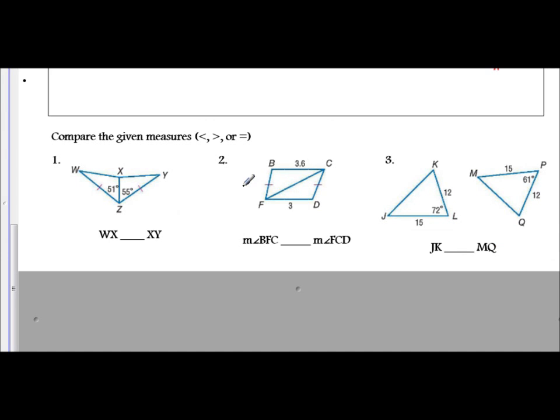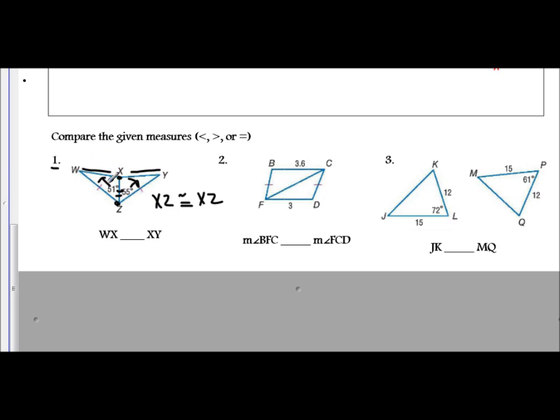Okay, so let's do a few example problems and see if you understand. I'm going to go ahead and do the first one and have you guys do the next. Number 1, let's compare WX to XY. Well, this side WZ is congruent to this side ZW, and XZ in both triangles will be congruent because they're shared. XZ has to be congruent to XZ. So we'll mark those congruent. So that means WX is opposite the 51. XY is opposite the 55.